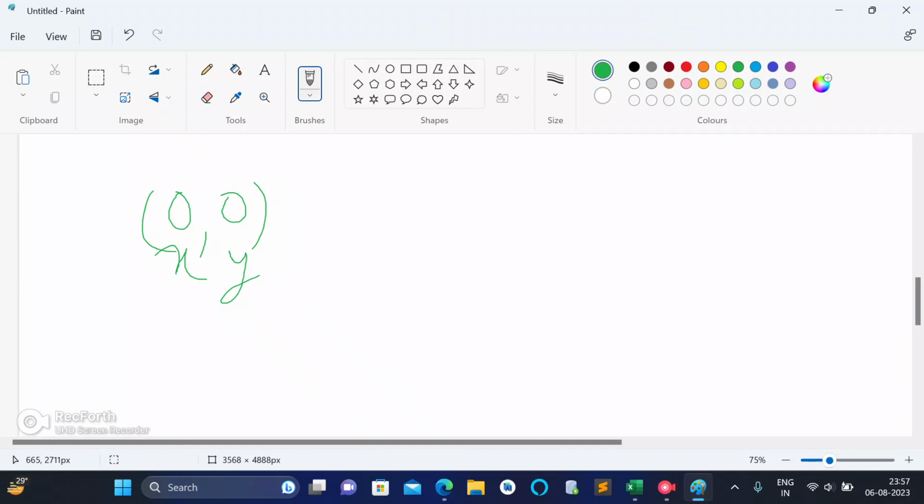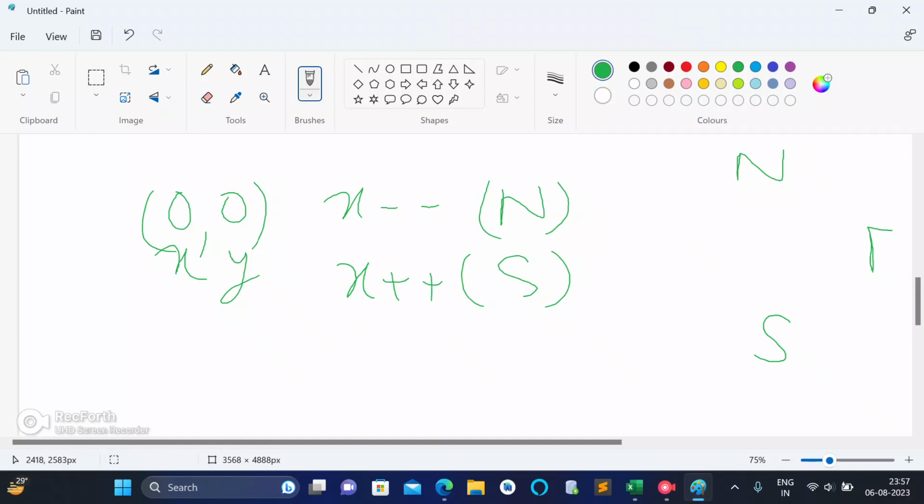If it would say north, then I would decrement x. I would decrement x for north. If it would say south, because I know that north is upward, so I will say okay, my x will decrement. South is downward, so I will say okay, my x will increment.